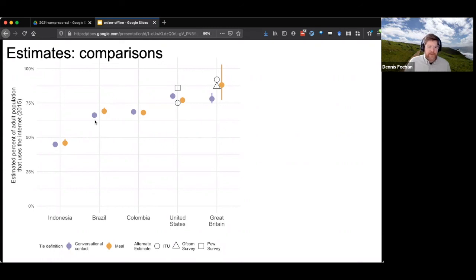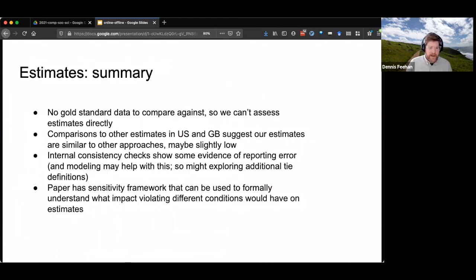I should say this slide has not been updated, but the paper also has a comparison estimate from a survey in Brazil. And in Brazil, our estimates are a little bit higher than the comparison estimate, but I think still within the sampling uncertainty of the comparison estimate. So we can't directly assess these estimates everywhere to some kind of gold standard, but comparisons to other estimates in the US and Great Britain suggest that our results are similar, maybe a little bit low. And the internal consistency checks revealed that there's some evidence of reporting error.